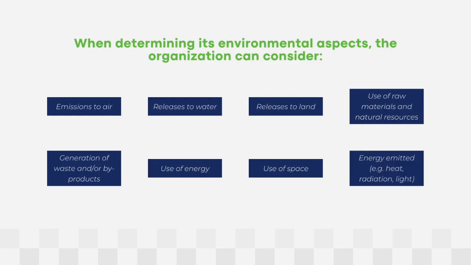When determining its environmental aspects, an organization can consider the emissions to air, releases to water, releases to land, use of raw materials and natural resources, generation of waste and/or byproducts, the use of energy, the use of space, and energy emitted, such as heat, radiation, and light.